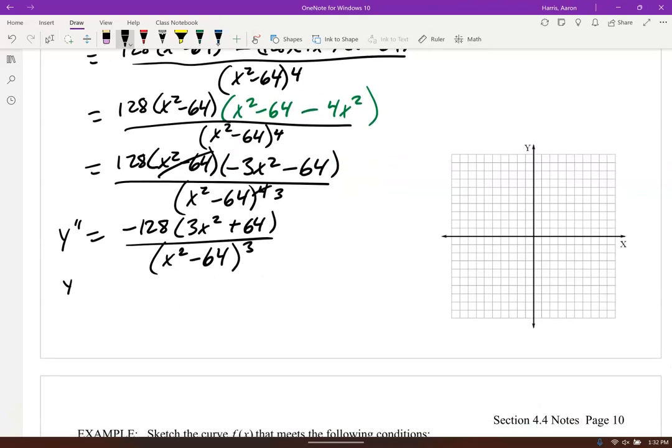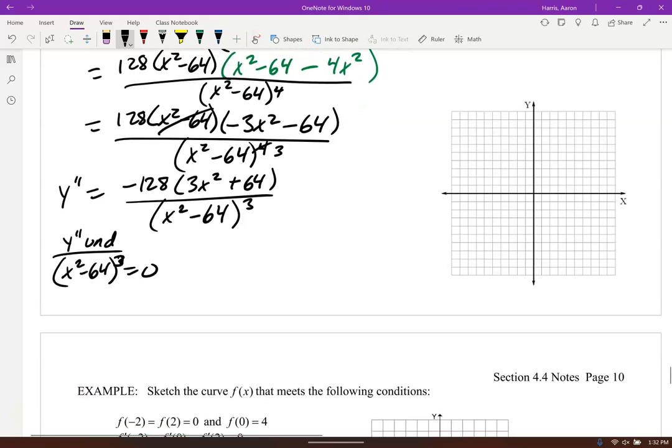All right, what are my Hilbert numbers? Where's y prime undefined? Wherever this x squared minus 64 to the third would be 0. Can't have the denominator be 0. Take a third root of both sides. Then add 64 to both sides. Square root, x is plus or minus 8. Remember, x equaling 8 and x equaling negative 8 were where the vertical asymptotes were.